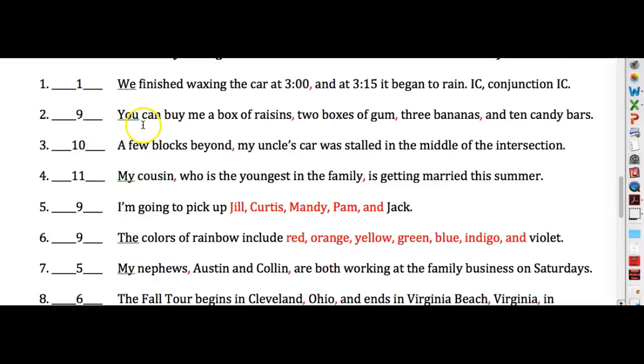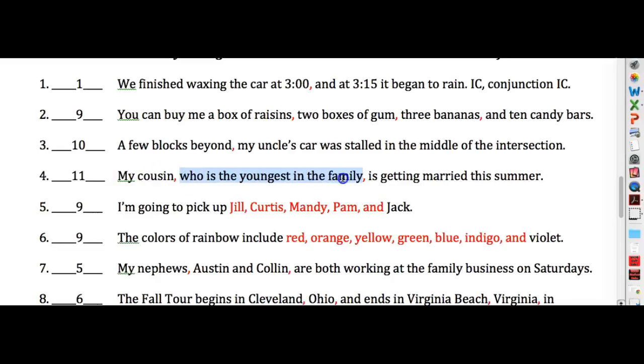Number 2 is a series. So we have a box of raisins, comma, 2 boxes of gum, comma, 3 bananas, comma. Number 3 is really just a clarity rule, and you might have noticed when you read that sentence to yourself that you had to read it a couple times in order to figure out where the punctuation went. After beyond is the best place for that. Number 4, this is a non-essential clause.